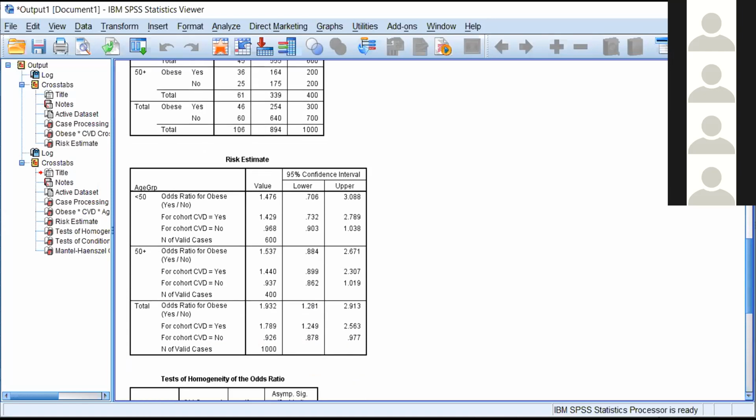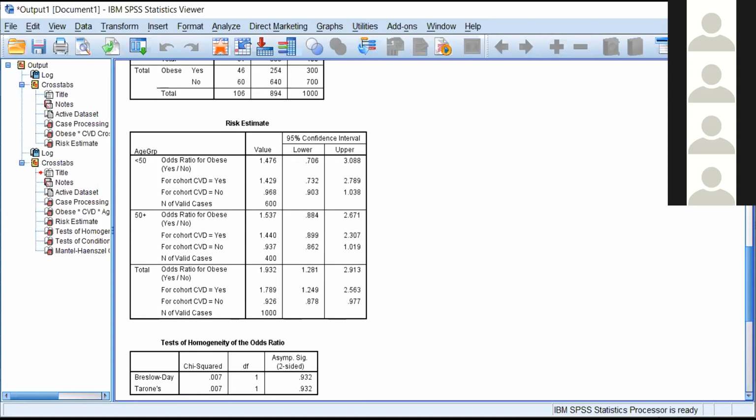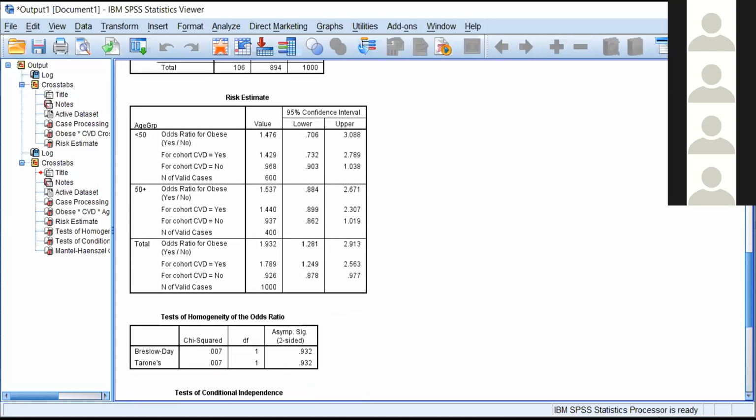You can see the odds ratio 1.48, the one we calculated. It's 1.48 for the first group and 1.54 for the second group. That's what we calculated, and both of them are not significant.